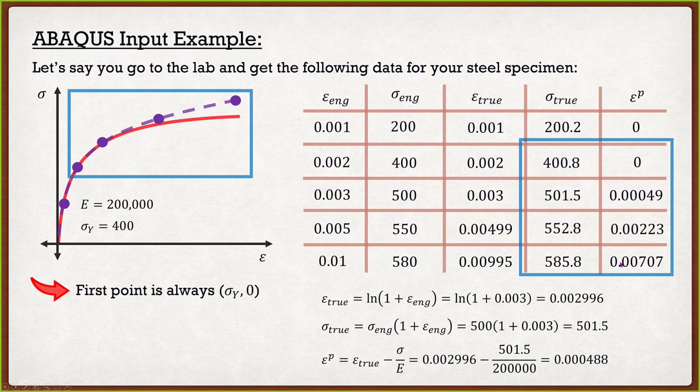Here we have 3 points after our initial yield. You guys can have 20. You guys can have 40. ABAQUS doesn't really care about how many points you input, but it's going to cost you runtime. So keep that in mind.